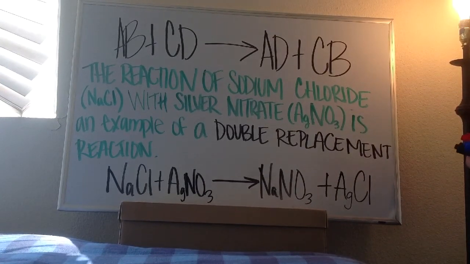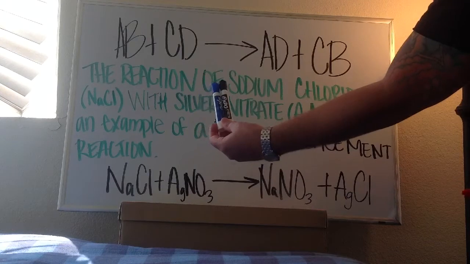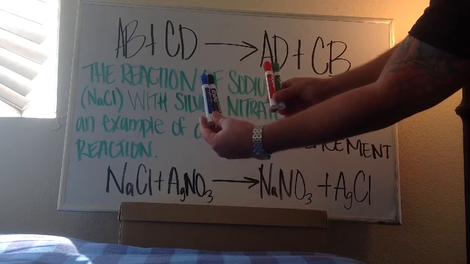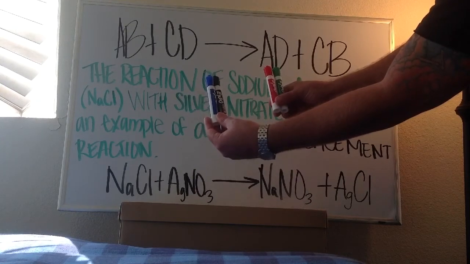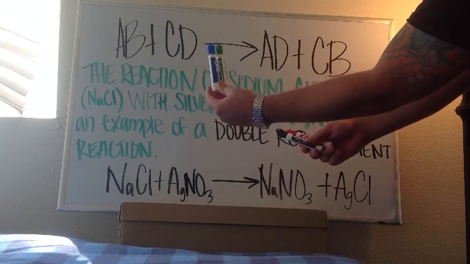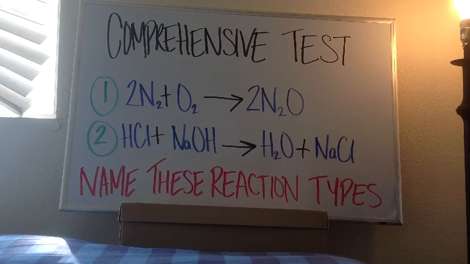For a simpler example, if you take a blue and black pen, which is AB, add it to a red and green pen, which is CD, it will give the new product AD plus CB.